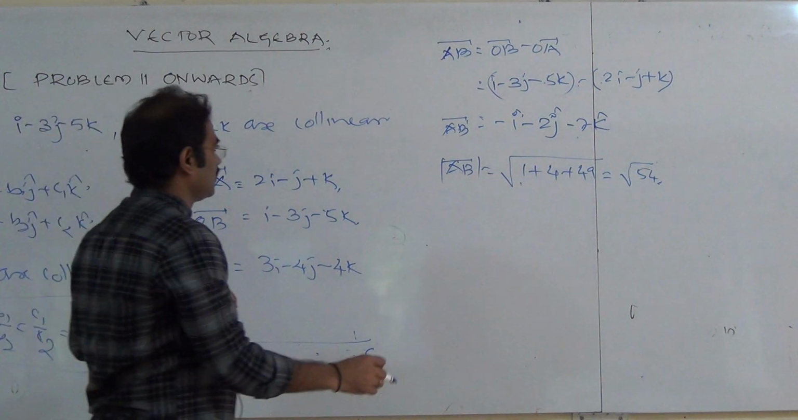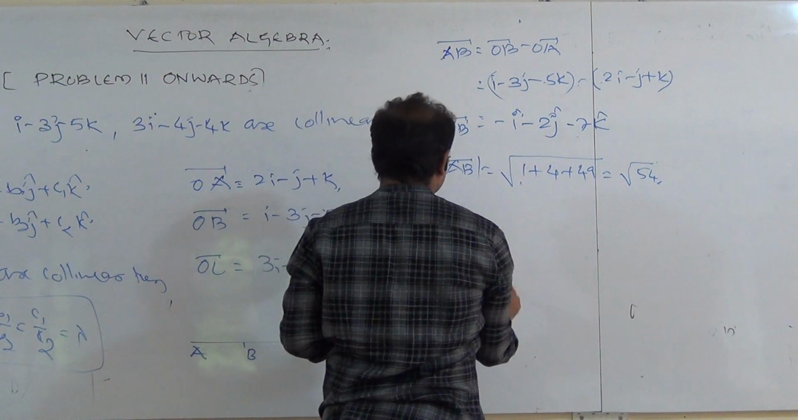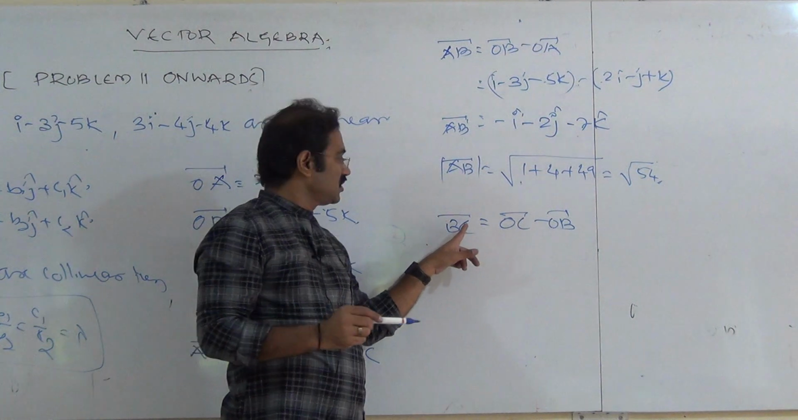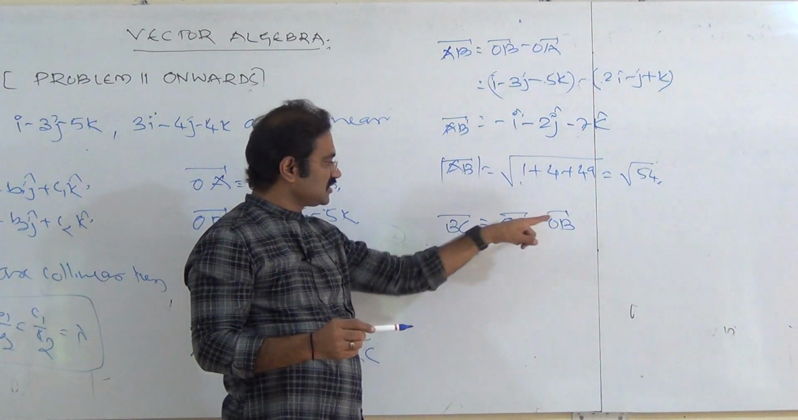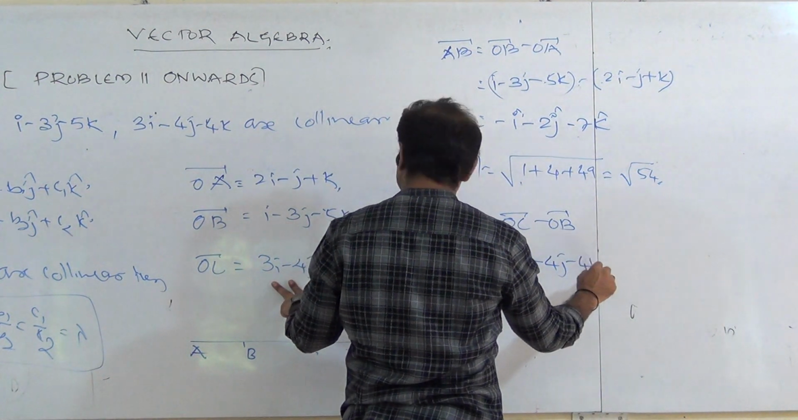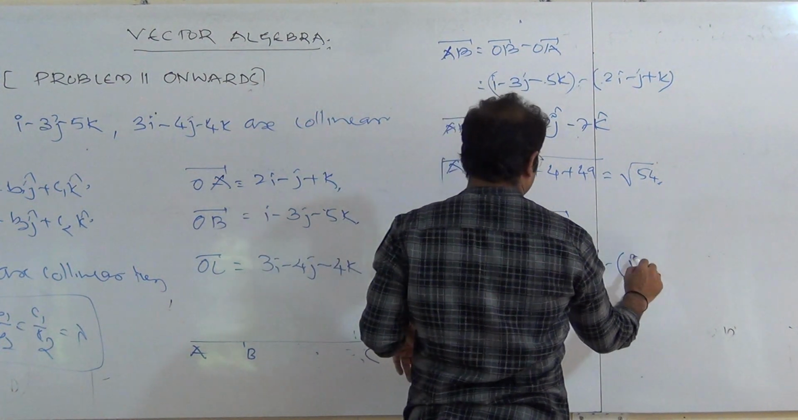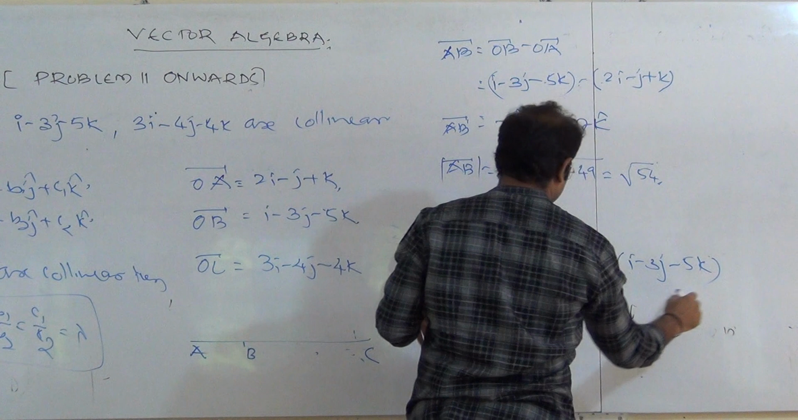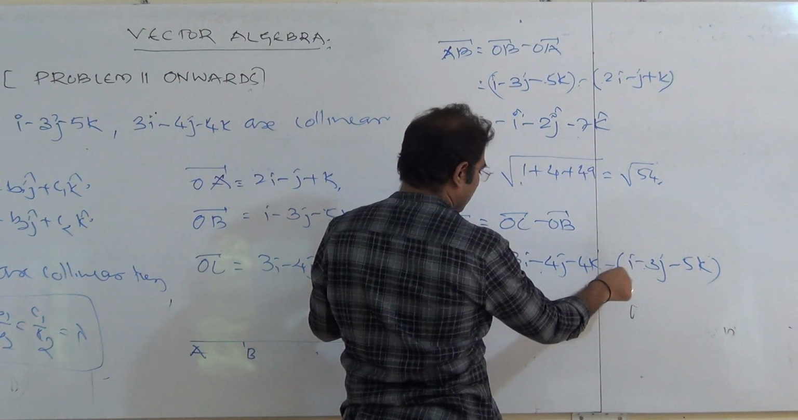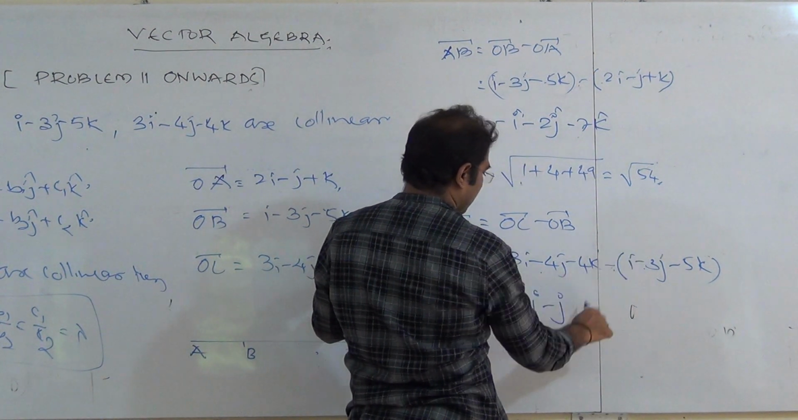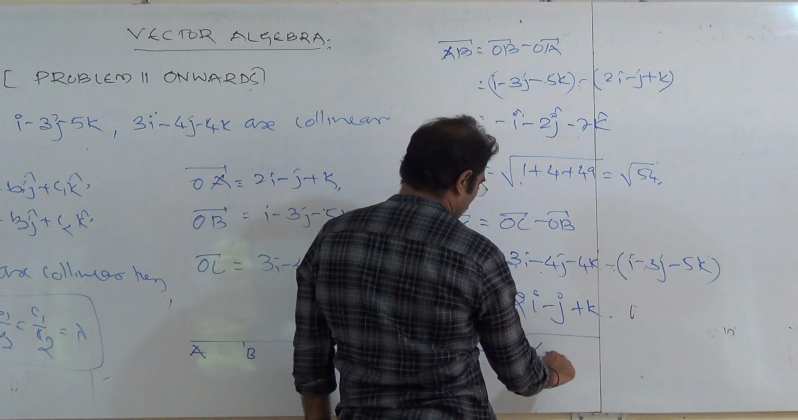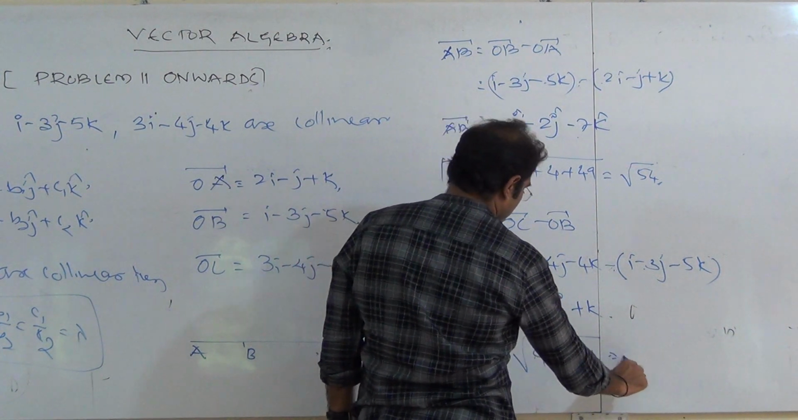Then I write BC. What is BC? OC minus OB. We know how to write the things. OC value we know. What is OC? 3i minus 4j minus 4k minus OB, i minus 3j minus 5k. Simplify: 2i, minus into minus plus, minus j, minus 4k plus 5k. Therefore magnitude of BC I calculate, this is equal to 4 plus 1 plus 1. We know how to write the magnitude. It is the root of 6.